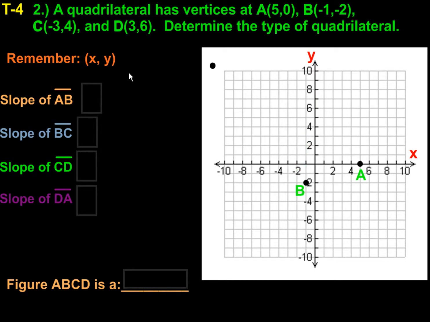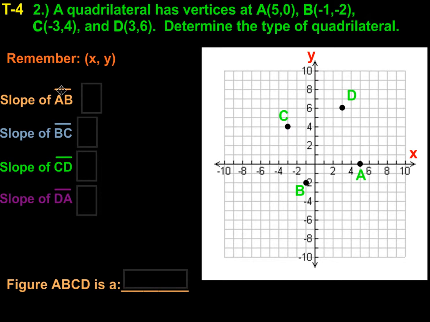For C, it is (-3, 4). Starting at the origin, I move to the left 3 and up 4. And that is point C. And for D, it's (3, 6). Starting at the origin, I move to the right 3 and up 6. And I'll label that point D.